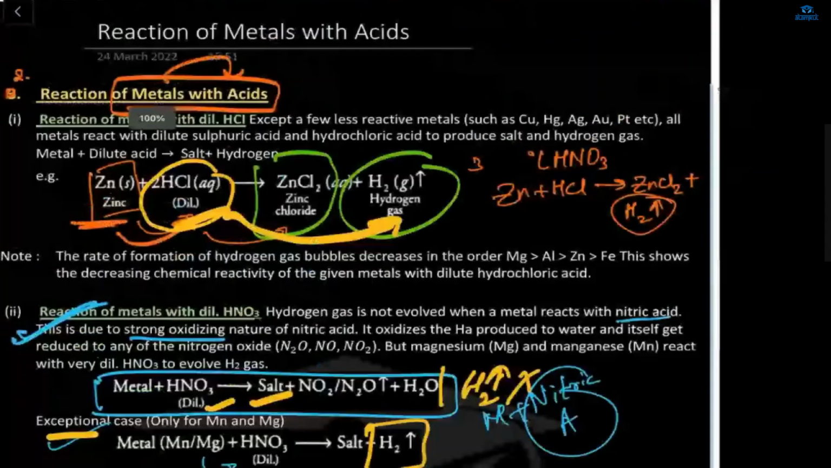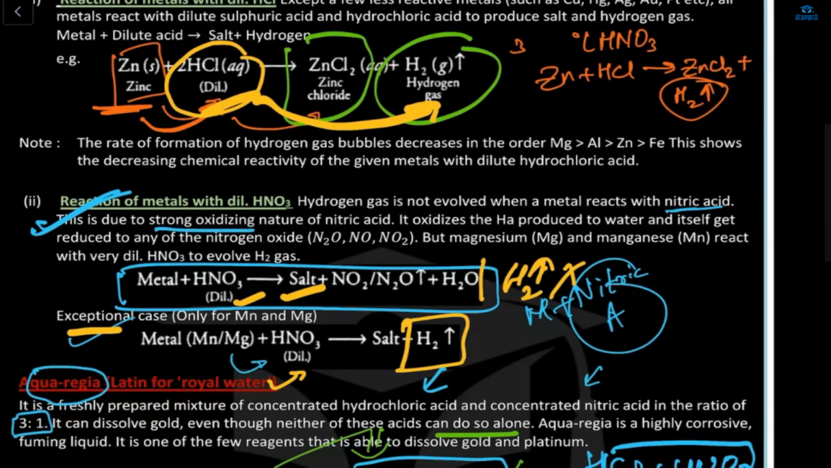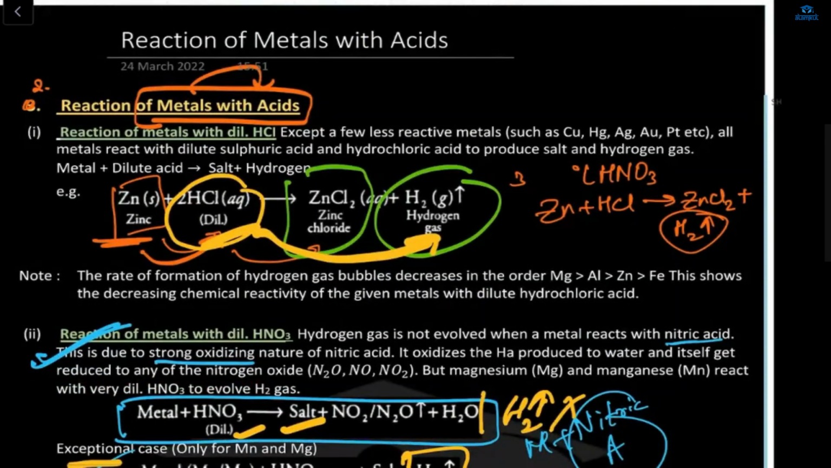Next, there are more reactions. There was the reaction of metal with oxygen. Here, the reaction of metal with acids. So if we mix zinc and dilute HCl, we get zinc chloride. But the reaction of dilute HNO3 will be very slow, and there are two exceptional cases, one for manganese and second for magnesium. Okay, tell me what is royal water, Shazan.